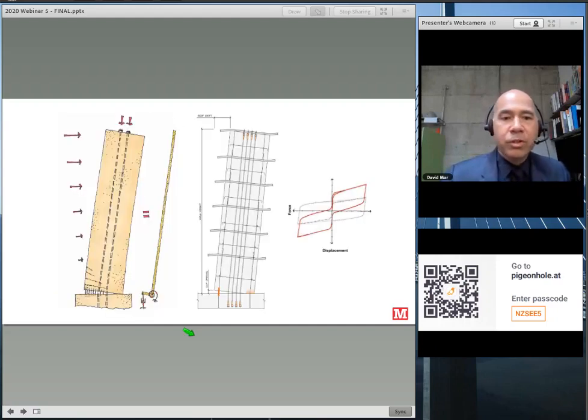This simple diagram shows how the clamping force is applied at the roof. We get the rocking through the anchorage. The mild steel does energy dissipation, and we get the simple hysteretic loop, which is pinched. And if you look at the shape of the loop, it tends to recenter because of the pinch condition.